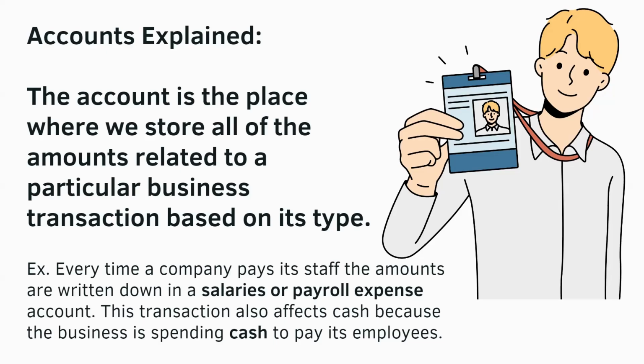We have to first identify accounts that fall under those classifications based on what actually happened in that business transaction. For example, when a company pays its staff, we have to consider two accounts. One being the payroll expense account, or sometimes we call it salaries, and two, the cash account, because now the company is spending money. Based on the transaction of paying its staff, these are the two accounts that we're going to select.